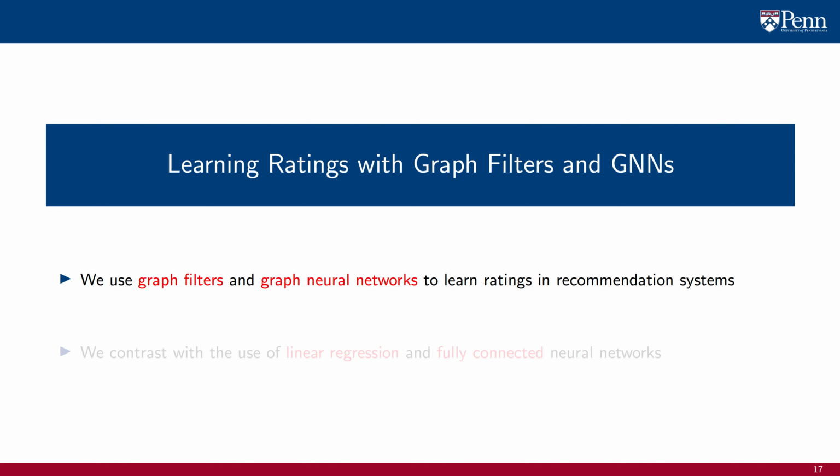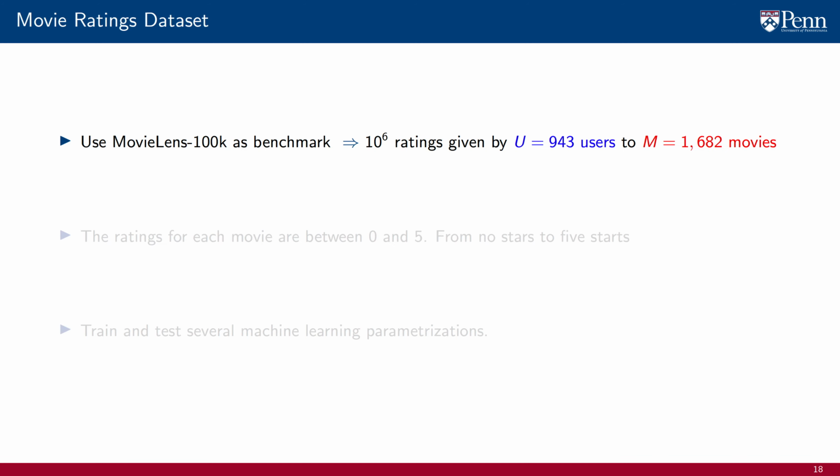We use graph filters and graph neural networks to learn ratings in recommendation systems. We contrast their performance with the use of linear regression and fully connected neural networks. We use the MovieLens 100K dataset as a benchmark.